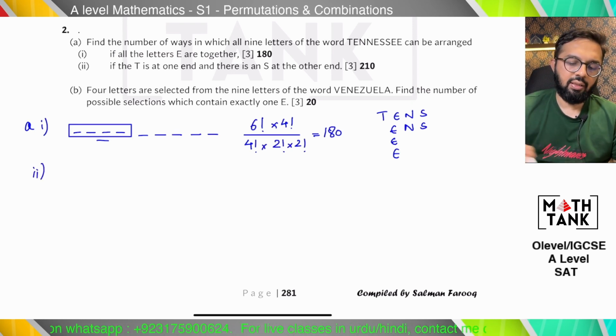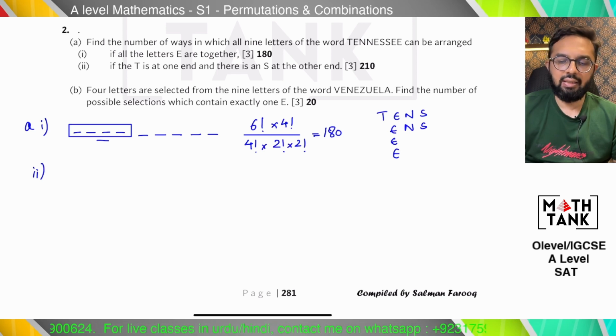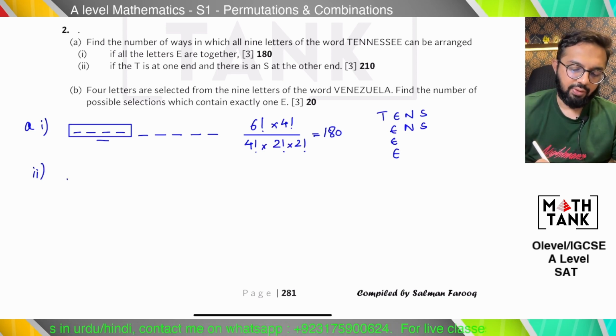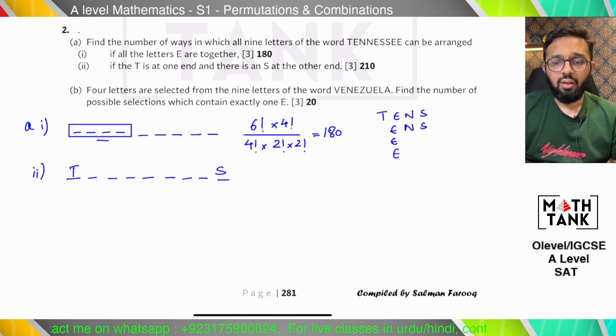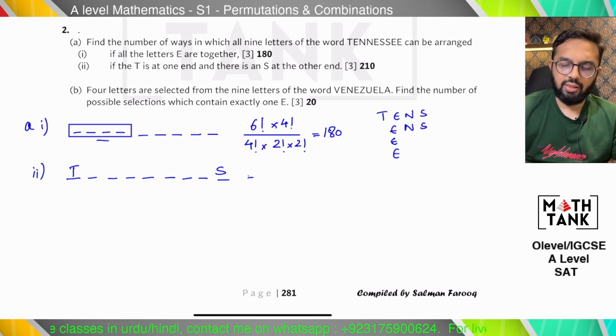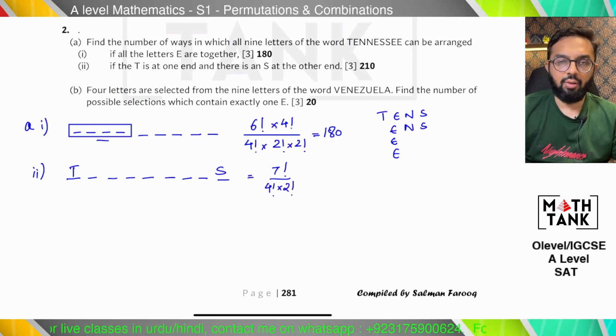Then it says if the T is at one end and there is an S at the other end. So I draw a dash, I put T here. There are no other restrictions. 1, 2, 3, 4, 5, 6, 7, and there is an S. Now, these two letters won't shuffle around. The other 7 in the middle would shuffle around. So I'm going to say that this is 7 factorial. Now in these 7, what got repeated? There were 4 E's that got repeated and 2 N's that got repeated. But the S was fixed at the end and one S was shuffling around, so there were no repetitions there.